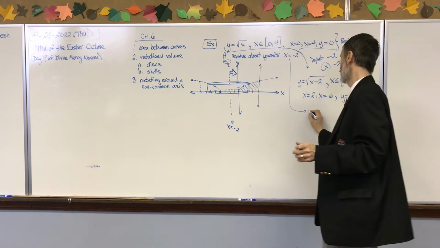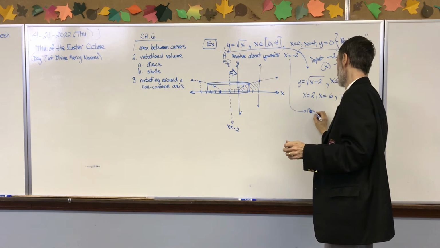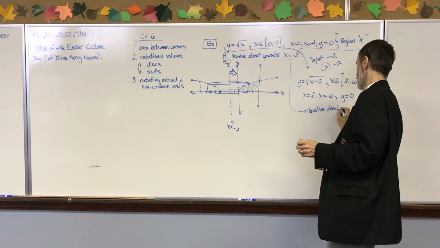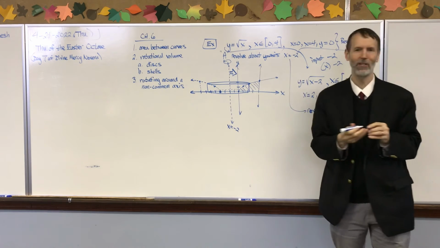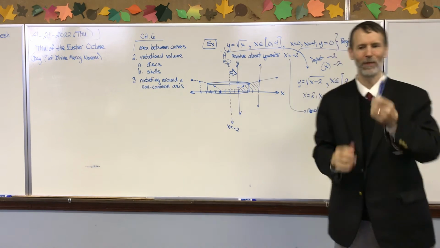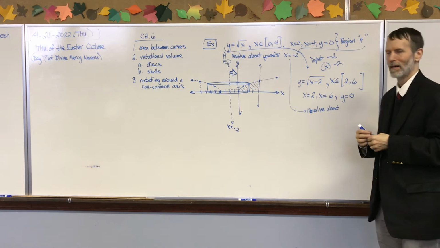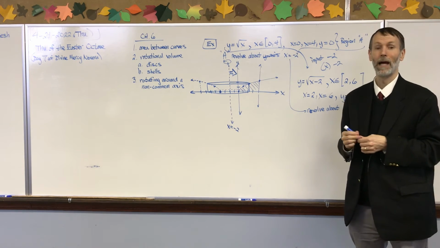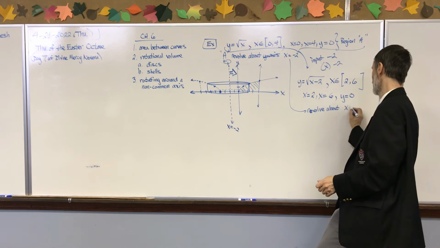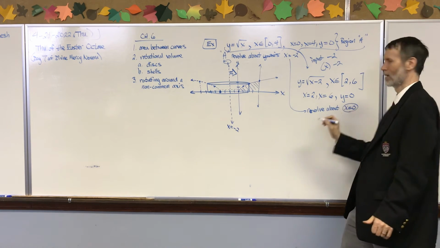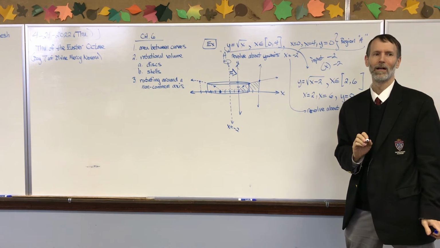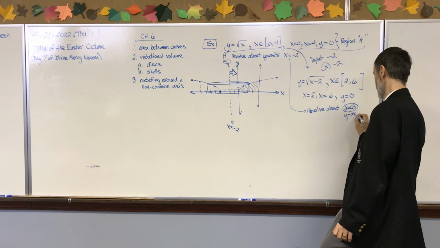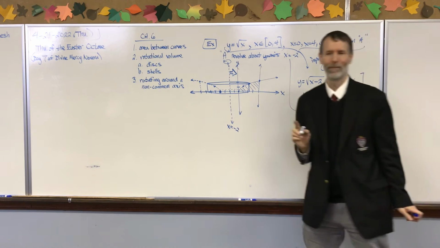And you're going to revolve around what? We were revolving around x equals -2. Pete, what is it now? X equals 0. Is there another name for that? That's the y-axis. We now have a normal problem.